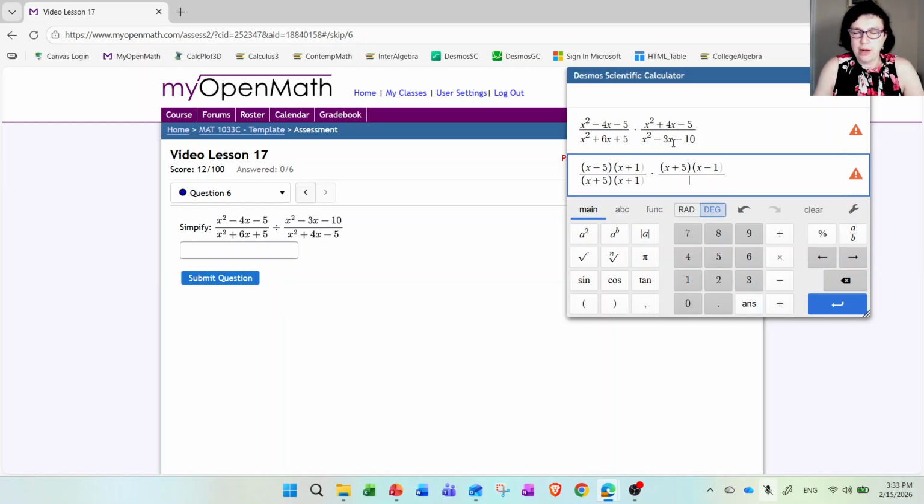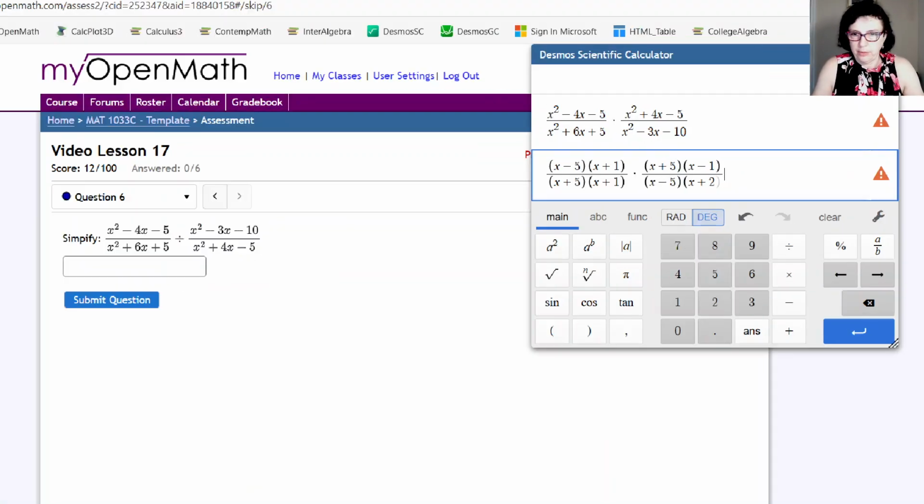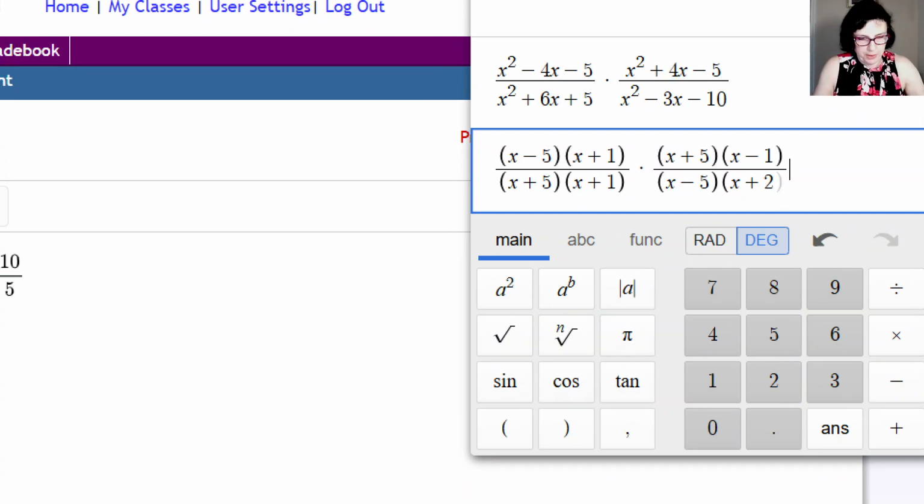And then this guy, we want two numbers multiplied to negative 10 and add to negative 3. That would be negative 5 and 2. So x minus 5, x plus 2. Okay, again, think of this as like one lone fraction. Now, what can cancel? Okay, let me bring this back up here, and I'm just going to make this a one lone fraction. What can I cancel?